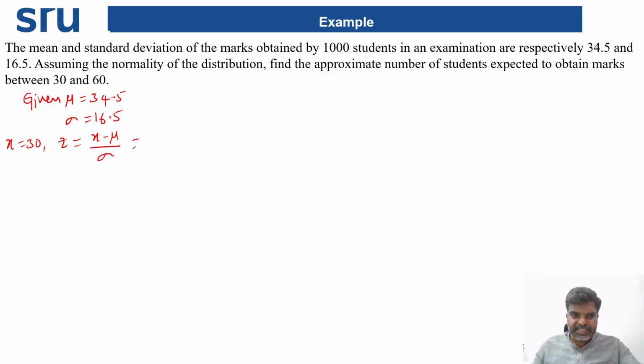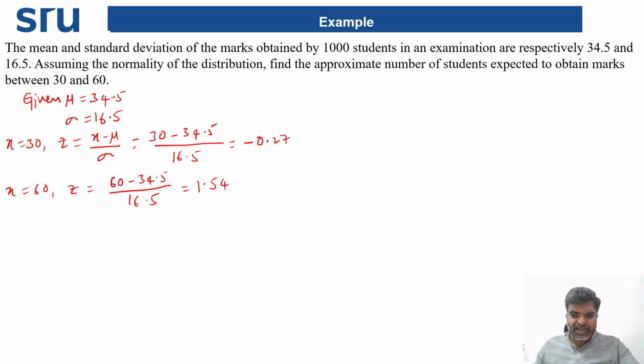So what is x here? x equal to 30 and mu equal to 34.5 by sigma, standard deviation 16.5. If we simplify this, we find minus 0.27. Next x value, that is 60. Now z equal to x minus mu by sigma. So 60 minus 34.5 by 16.5. So this is equal to 1.54.